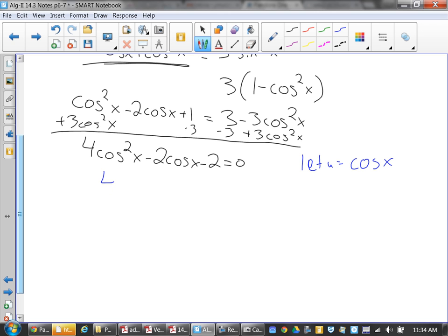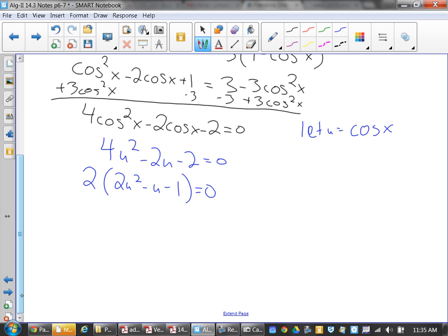Anyway, so we have 4u squared minus 2u minus 2. Take out your GCF like you guys were saying. Now, does that GCF have any bearing upon the problem at all? No. And why is that? Because it's out. Good. So what times what is -2, and you add together to get -1?